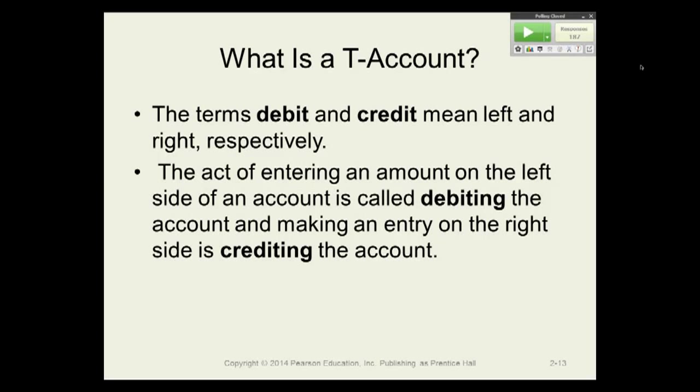It's the biggest problem students seeing this for the first time have. When you debit something, you're not necessarily increasing or decreasing it. You're just adding something to the left side of that T account. When you credit something, it doesn't mean increase or decrease. Debiting means just to include something on the left side of the account; on the right side of the account, you're crediting. It does not mean increase or decrease. In order to have an increase or decrease, you have to know the rules of debit and credit.